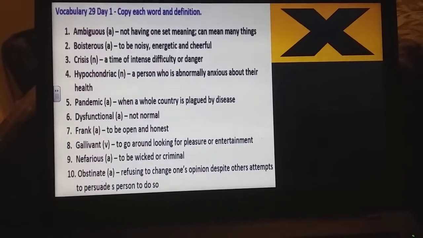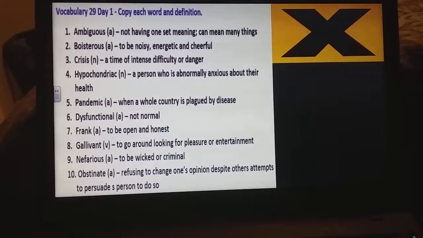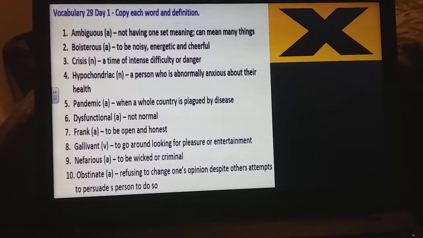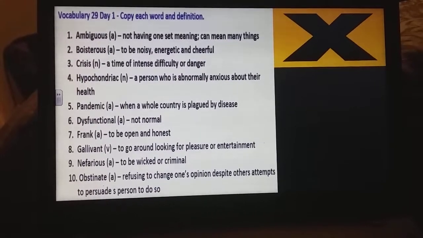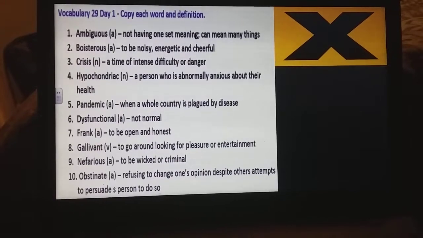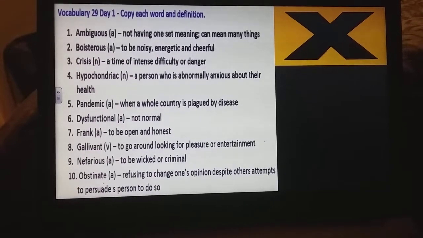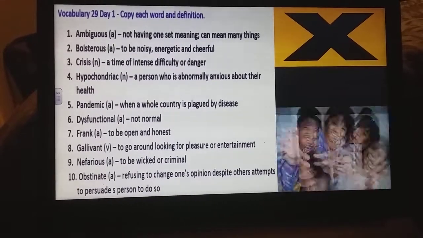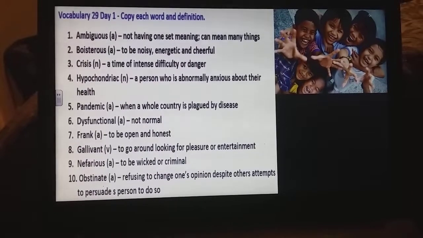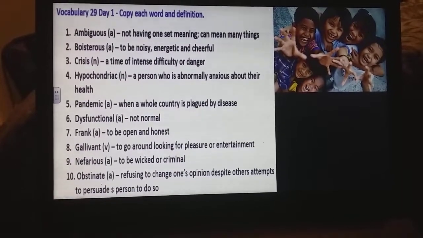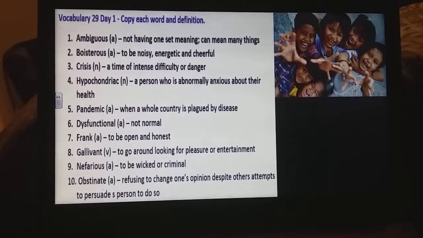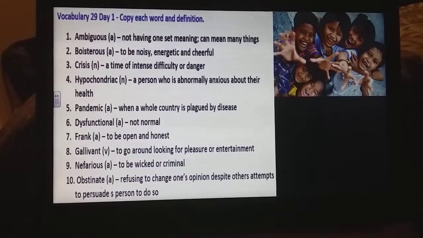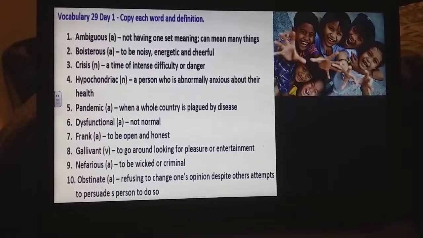So, ambiguous. Word number 2 is the word boisterous. Boisterous. Now, this word is also an adjective, a word that describes something. Boisterous means to be noisy, energetic, and cheerful. And that's exactly what you see the children doing and being in this picture. They are being boisterous because they're happy about something.